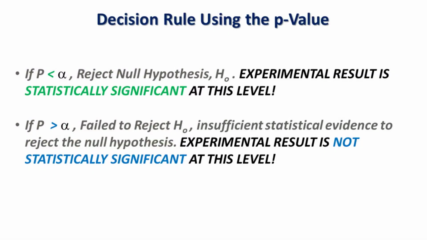In the realm of hypothesis testing, we often set a threshold value, known as alpha, to determine the level of statistical significance. If the calculated p-value is less than alpha, we have sufficient evidence to reject the null hypothesis, and we can confidently declare that the experimental result is statistically significant at this level. On the other hand, if the p-value is greater than alpha, we fail to reject the null hypothesis, indicating that there is insufficient statistical evidence to reject the null hypothesis. In this case, we must acknowledge that the experimental result is not statistically significant at this level.